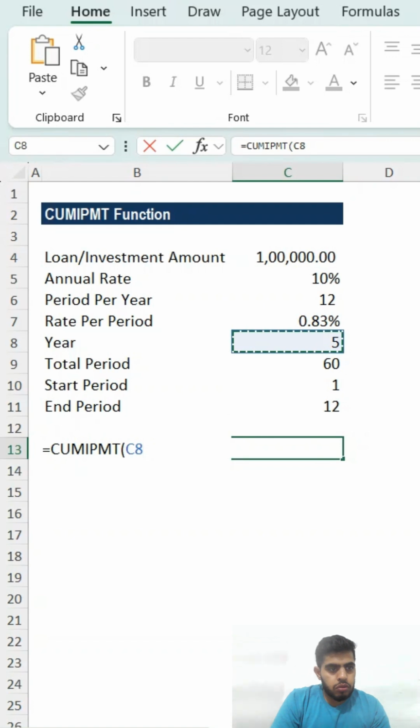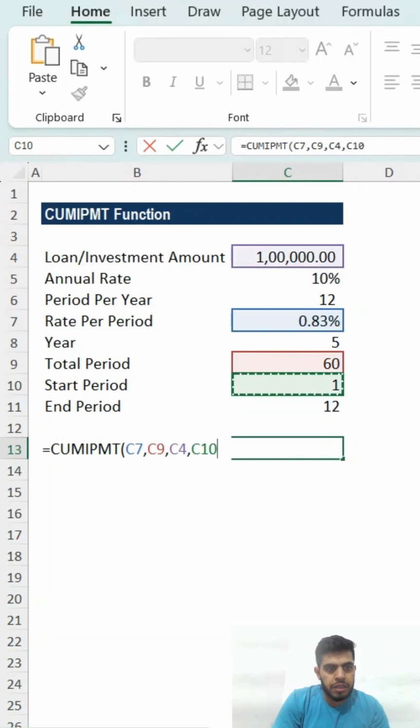First we'll give the rate, that we have computed by dividing the annual rate by the periods per year. After that, the total number of periods, then the present value, which we have taken as 1 lakh. For the start of the period we have taken 1, and the end period 12.